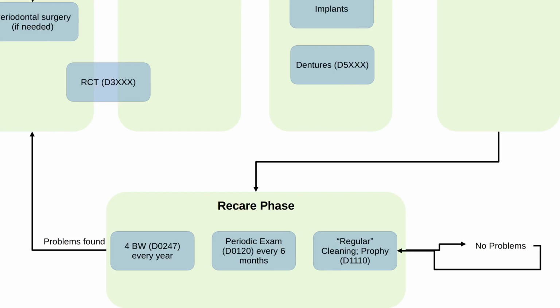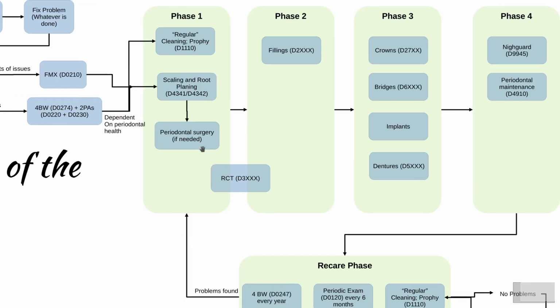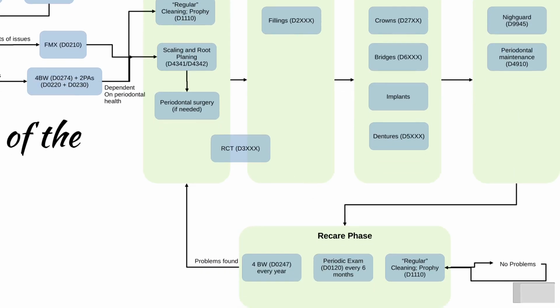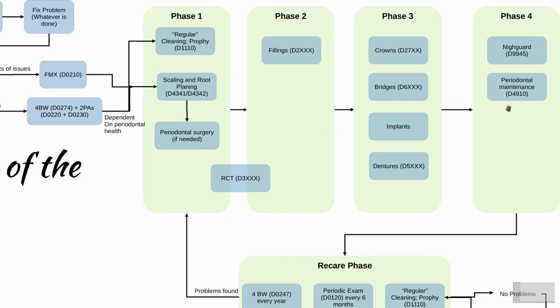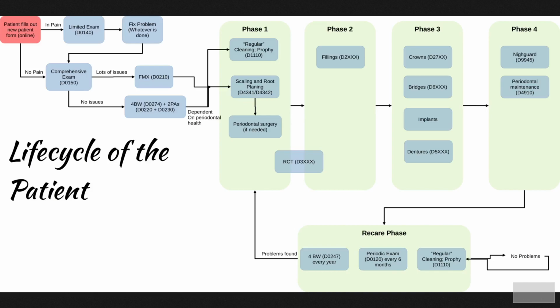But of course, there could be a situation where, since the last 6 months, a new cavity has formed. So we need to take care of that. So then they go out of this recare phase and back to these phases all over again. But that is more up to the doctor, what needs to be done. But the idea is that they would go through whatever phase 1 through N and then go back to the recare phase once all of that is completed. So that is the life cycle of the patient.